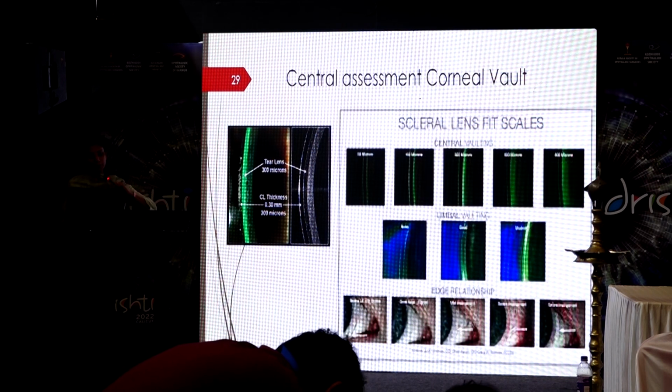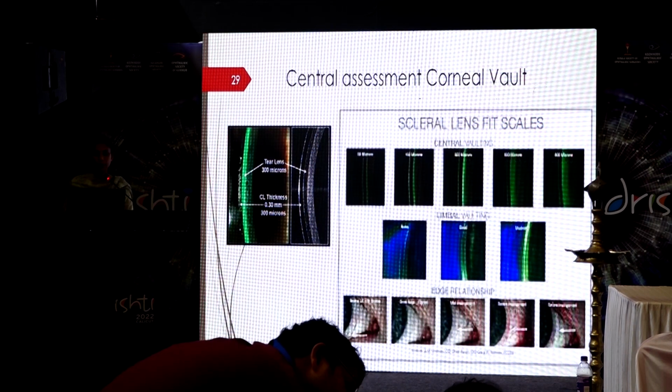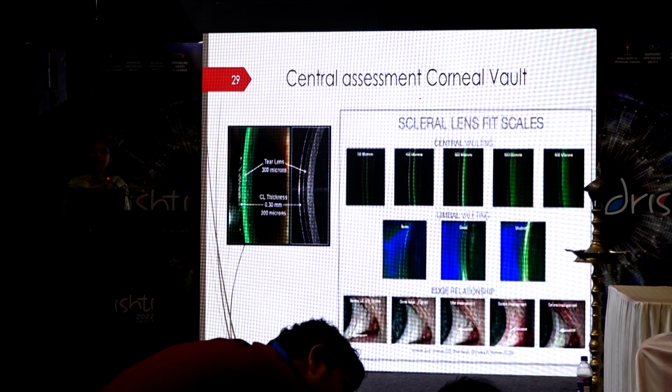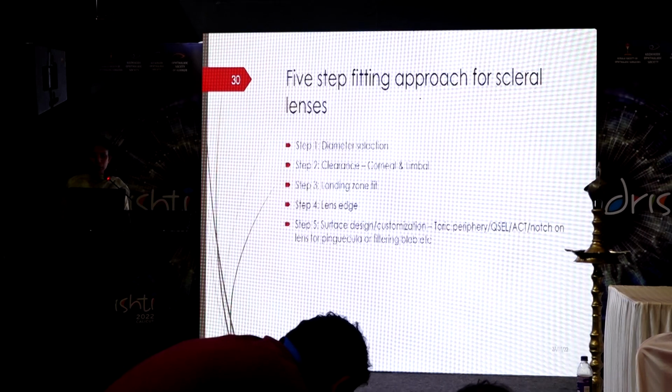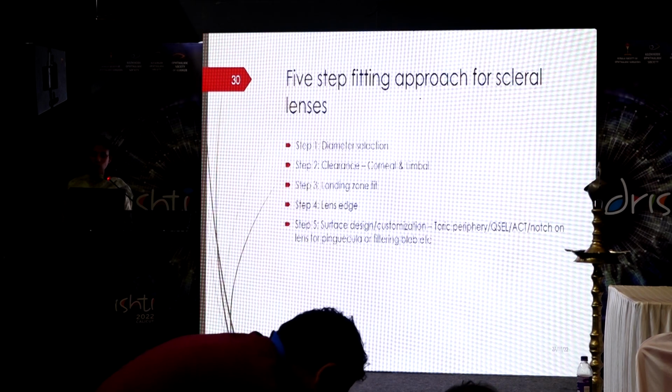So you need to compare the contact lens thickness with the clearance. That will give you an idea whether you have adequate clearance over the cornea or not. Minimum 200 to 300 micron clearance is recommended. So what is the 5-step fitting approach for scleral lenses? First is the diameter selection. Second is the clearance over the cornea and the limbus. Third is the landing zone fit. Fourth, assess the lens edge, and then the surface design or customization.